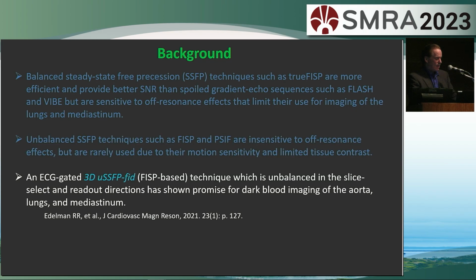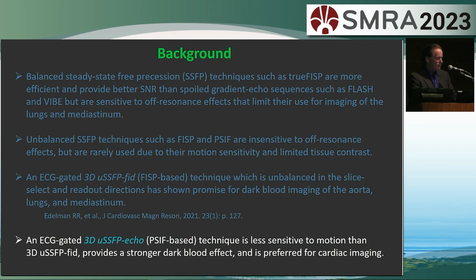And so we have been exploring the use of these. One is an ECG-gated unbalanced FID version or FISP type version, which is unbalanced in both the slice and readout directions. And we previously described that for dark blood imaging of the aorta, lungs, and mediastinum. And then a PSIF version, which produces a spin echo rather than FID. And we found this is less sensitive to motion than the FISP version. And I'll show some examples of this.